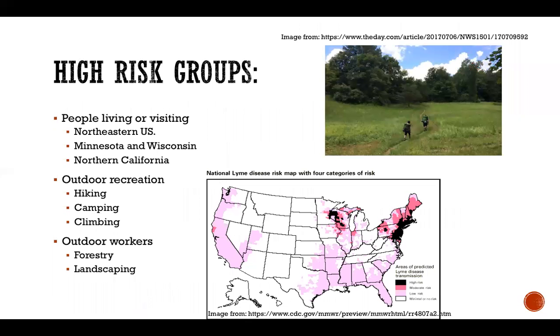High-risk groups: people living in or visiting the northeastern United States, Minnesota, Wisconsin, northern California, outdoor recreation like hiking, camping, and climbing, and outdoor workers like forestry and landscaping.